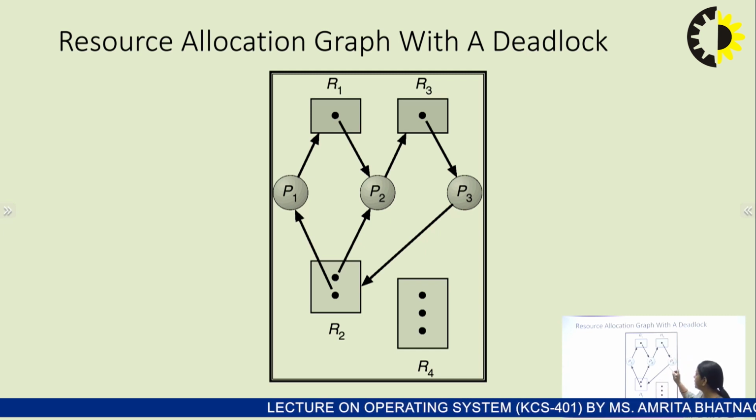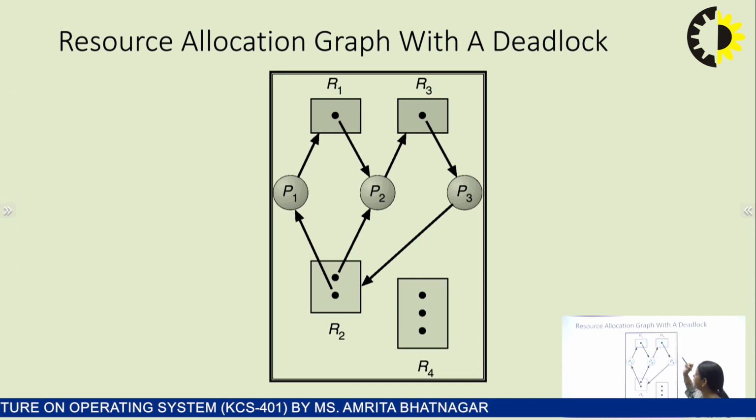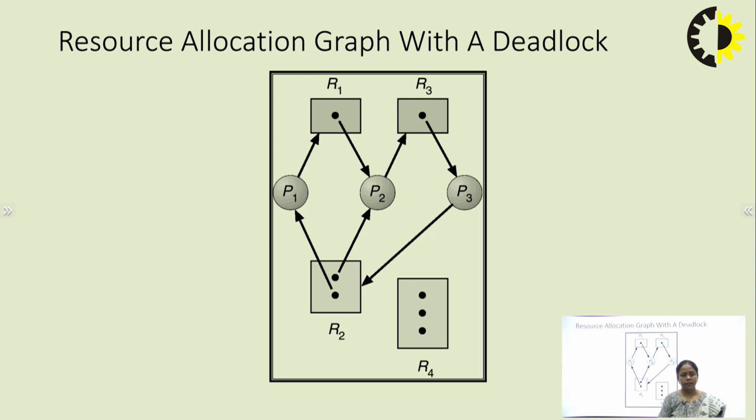You can see here P3 is requesting R2. One instance of R2 is assigned to P2, and P2 is requesting R3, but R3 is assigned to P3. So again we have a cycle. So there is a possibility of deadlock here, but a cycle is not a sufficient condition. If we have a cycle in the resource allocation graph, it is not necessary that deadlock will occur. There is a possibility of deadlock only.